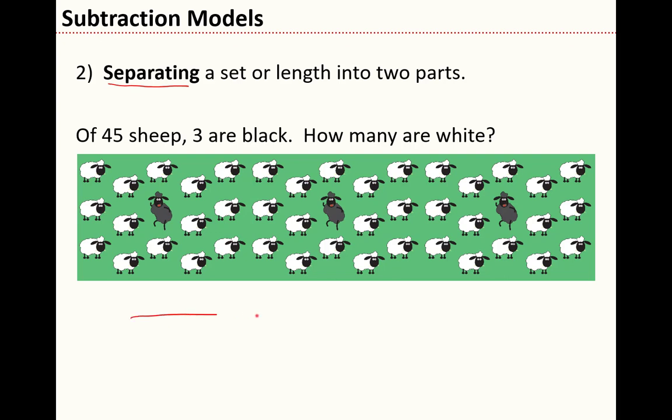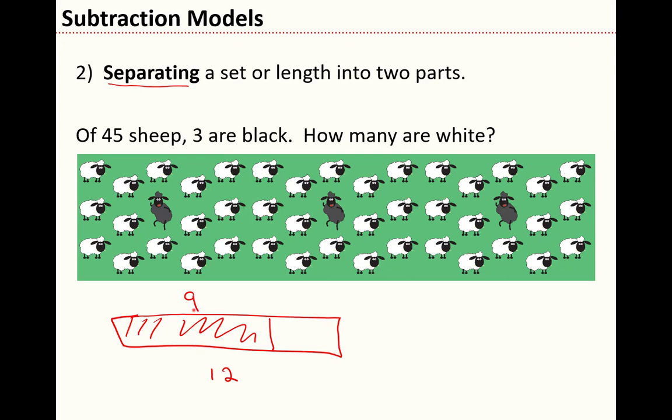Let's say I have a length of paper and maybe the whole paper is 12 inches long, but 9 inches of the paper is red. How much of the paper is white? And so this is another separating problem. The whole length of paper has been separated into 2 parts. And so the remaining part we figure out as 12 minus 9, and we get 3 as our solution.